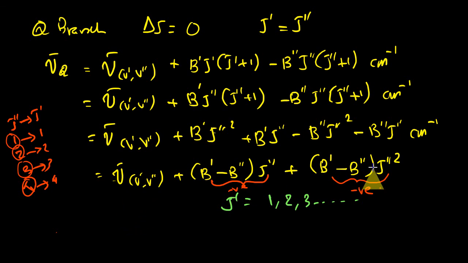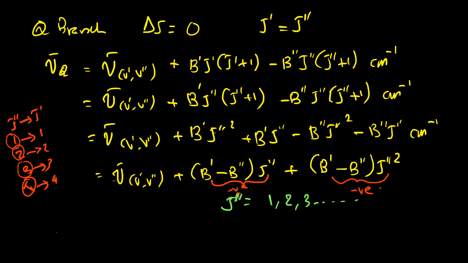If the J double prime square value increases, the spacing between the lines, in terms of J prime and J double prime values, also increases. As the value of J double prime increases, the spacing between the lines also increases because the J double prime square terms are going to higher and higher values. So the spacing between the lines is increasing.